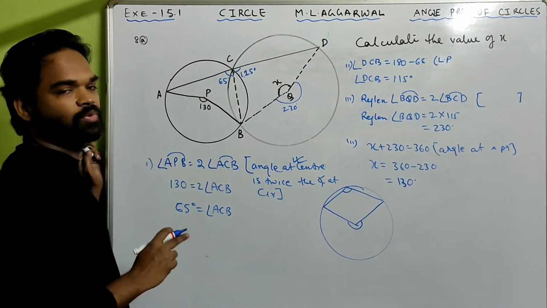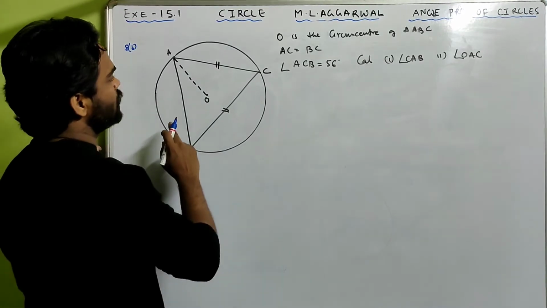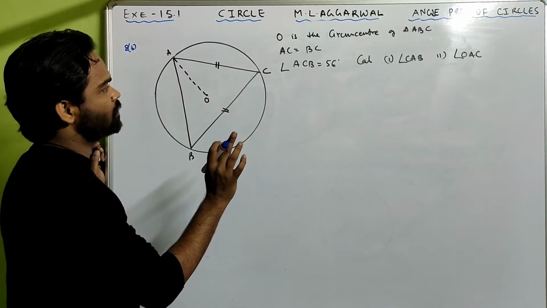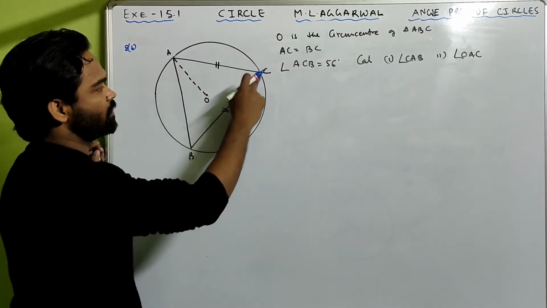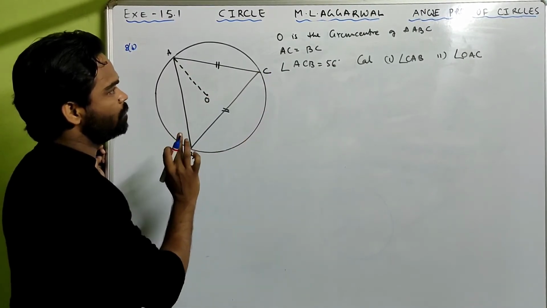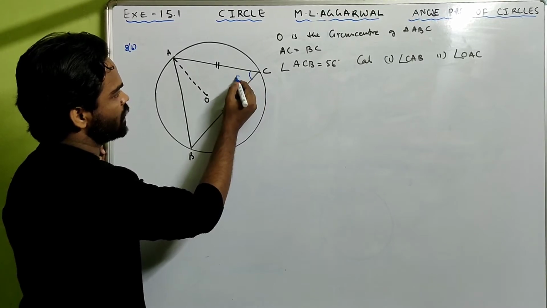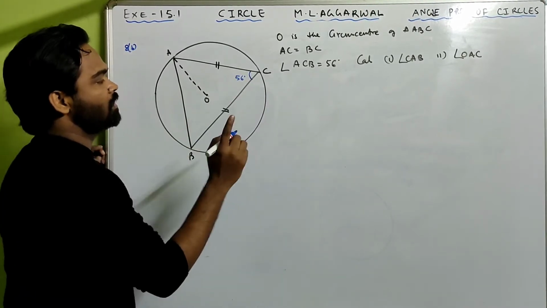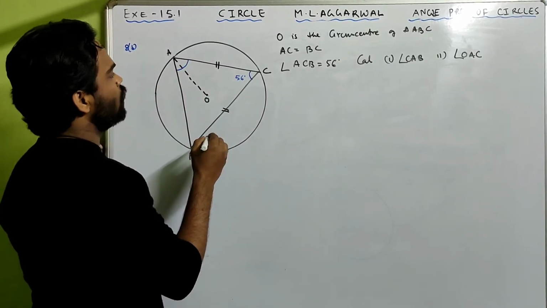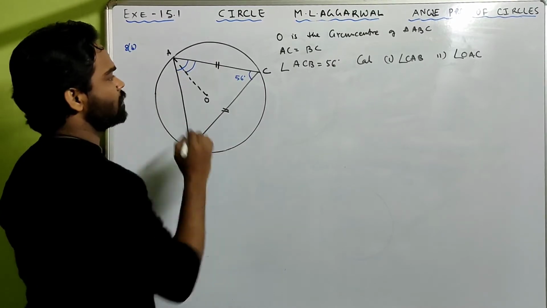Okay, now let's look at the next sum. Now look at 8 part B. Now O is the circumcenter of the triangle ABC that's given to us. The vertices of this triangle lie on the circle, okay? And AC equals BC. And angle ACB, which means this angle, is given as 56 degrees. They have asked to calculate CAB, which means this entire angle, and OAC, which means this angle.